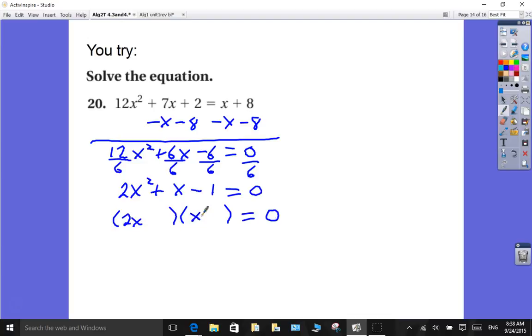So this is one that, when you get down to this here, yeah, you can go through the 6-step process.